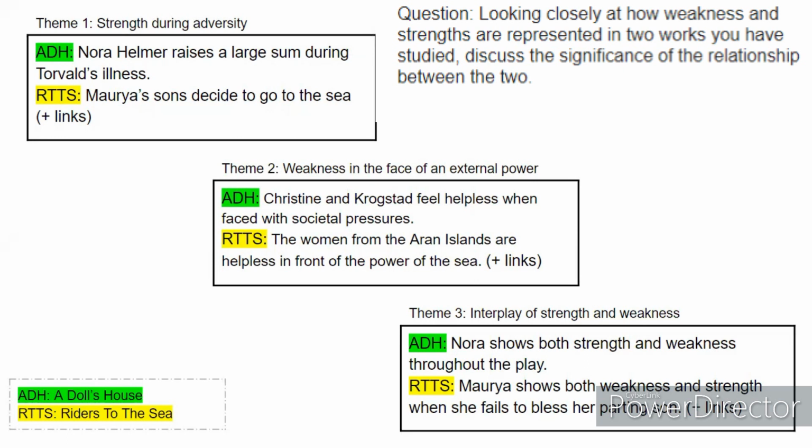And for theme 3, interplay of strength and weakness. For A Doll's House, Nora shows both strength and weakness throughout the play. She has her moments of strength, while she also has some moments of weakness throughout the play. While for Riders to the Sea, Maurya shows both weakness and strength when she fails to bless her parting son. Maurya was fully aware of what happens to men who go to the sea. So when she fails to bless her son while he's going to go to the sea, that is a moment of weakness for her. On the contrary, Maurya also has some moments of immense strength in the play.